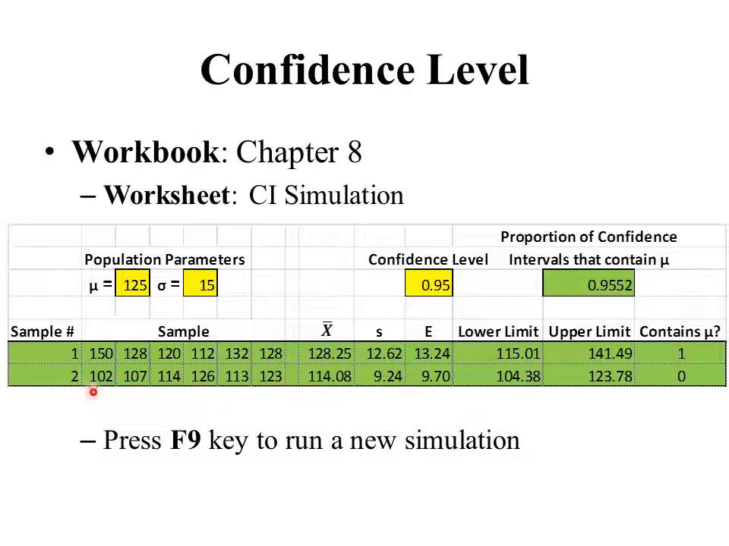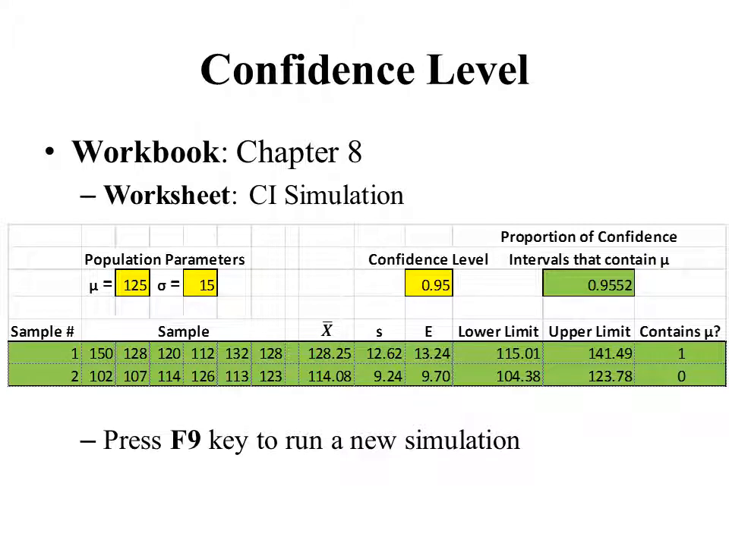Now, in our second sample, the first person had a blood pressure of 102, the second 107, and so on and so forth. Here's the sample mean, standard deviation, the margin of error, and then here's the confidence interval estimate for mu at the 95% confidence level using the data from the second sample. Now, like the first sample, this interval either contains the true value of mu or it doesn't. In this case, this interval does not contain the true value of mu because this upper limit is less than the true value of mu. So this interval does not contain mu, and so we put a 0 there.